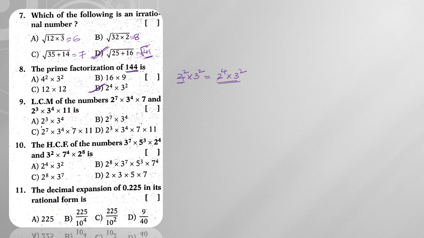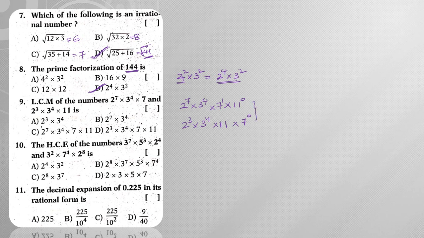Next, LCM of these numbers. The first number is 2 power 7 into 3 power 4 into 7. The second number is 2 cube into 3 power 4 into 11. Now if you observe, in this particular first number we don't have the 11 prime factor, so we will be writing 11 power 0, and in the second one we don't have the 7 prime factor, so we will be writing 7 power 0.